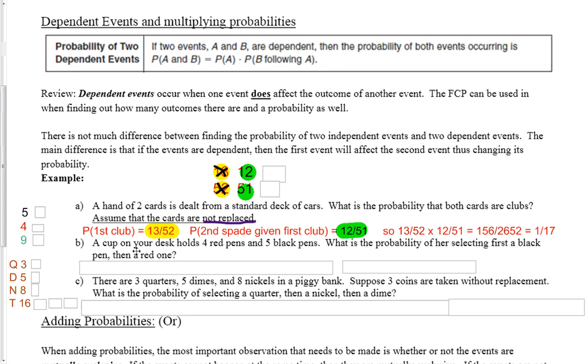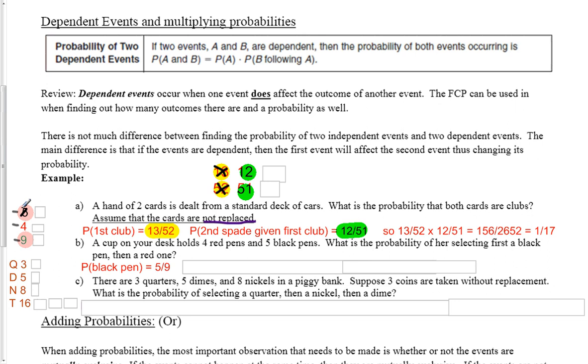Next one here, we have a cup on your desk that has 4 red pens and 5 black pens. And so what I did here is I sketched out, we have 5 black, 4 red, and a total of 9. What is the probability of her selecting first a black pen, then a red one? Well, let's start with the one that we're given. So we have 5 black pens and 9 total pens. Our probability is just going to be the number we want out of the total, 5 out of 9. So the probability of a black pen is 5 out of 9.